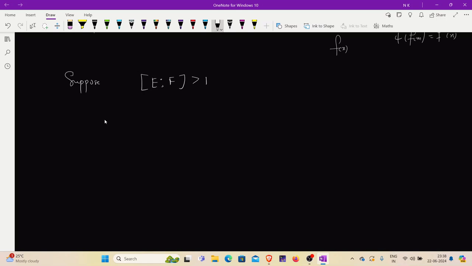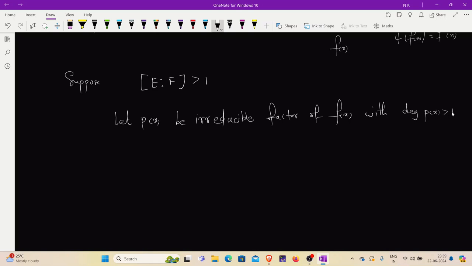So let p of x be an irreducible quadratic factor, or instead of saying quadratic you can just say of degree greater than 1. So p of x is an irreducible factor of f of x with the degree of p of x greater than 1. So let me just show it by a diagram.